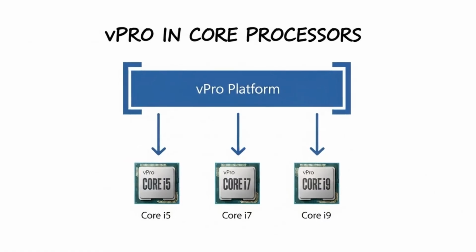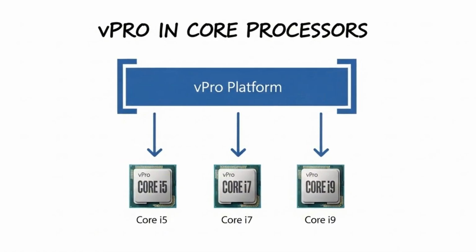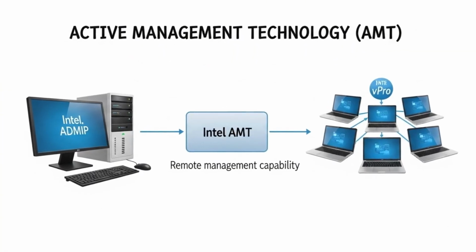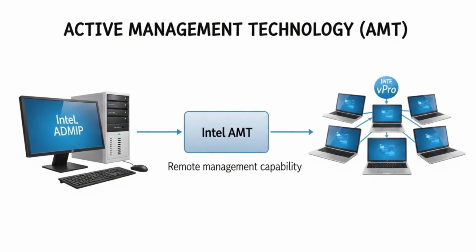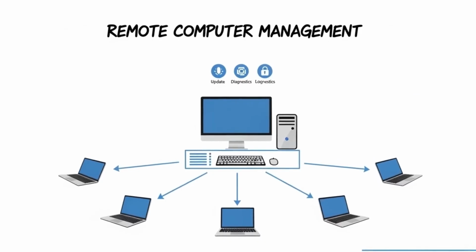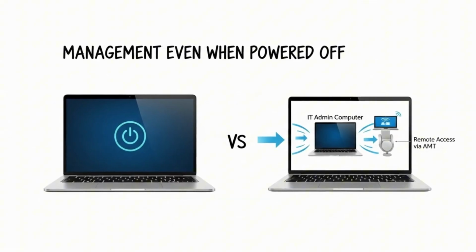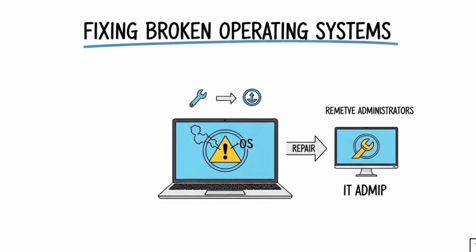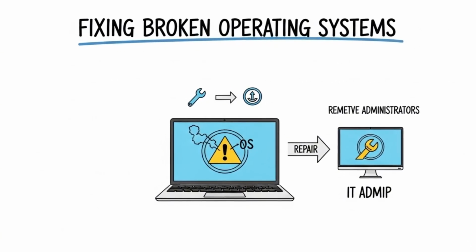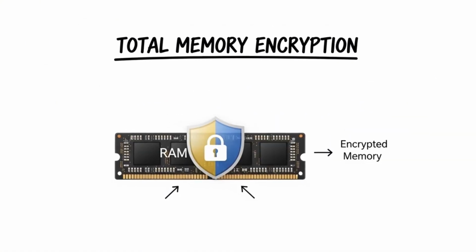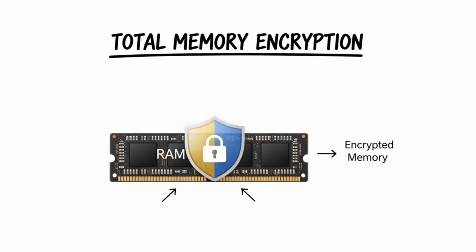When you see a vPro sticker on a laptop, it signifies a device built for security, manageability, and stability in a corporate IT setting. The core of vPro is Intel's Active Management Technology, or AMT. This allows IT administrators to manage fleets of computers remotely, even if they are powered off or have a corrupted operating system. They can push updates, diagnose issues, or lock a device from a central location, saving countless hours of hands-on support.